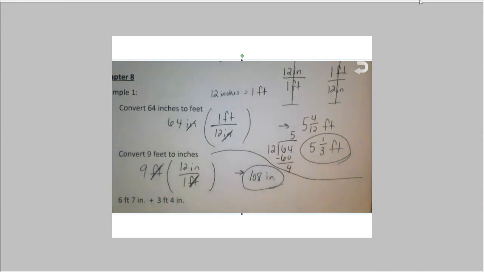Now, it's going to be very important that you label this week, because if you put 108 feet, you're going to get points deducted because that's not the same as 9 feet. So pay attention to the fact that we're converting units of measure. So not only will the number be important, but that label will be as well.